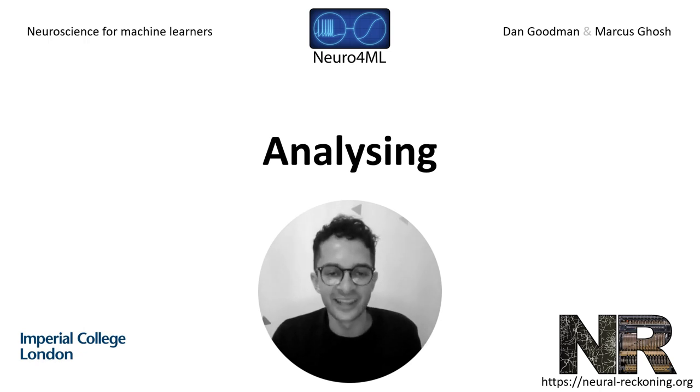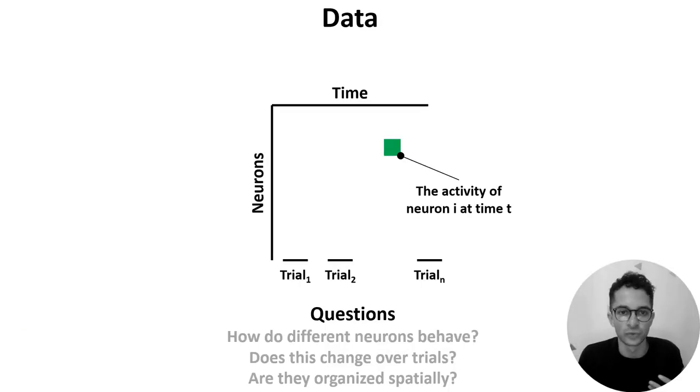Okay, in the last video, we learned about how we can acquire neural data. Now we're going to think about how we can interpret or analyze that data. Regardless of what method we used to collect our data, we're going to end up with a matrix like this, where one dimension is time and the other is neurons. Then each cell denotes the activity of one neuron at one time point.